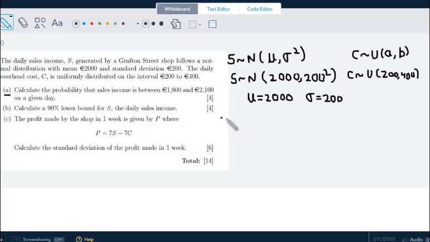3a. The third A part asks you to calculate the probability that the sales income, sales is normal distribution, this one, is between 1800 and 2100. Okay, probability that X is between 1800 and 2100.